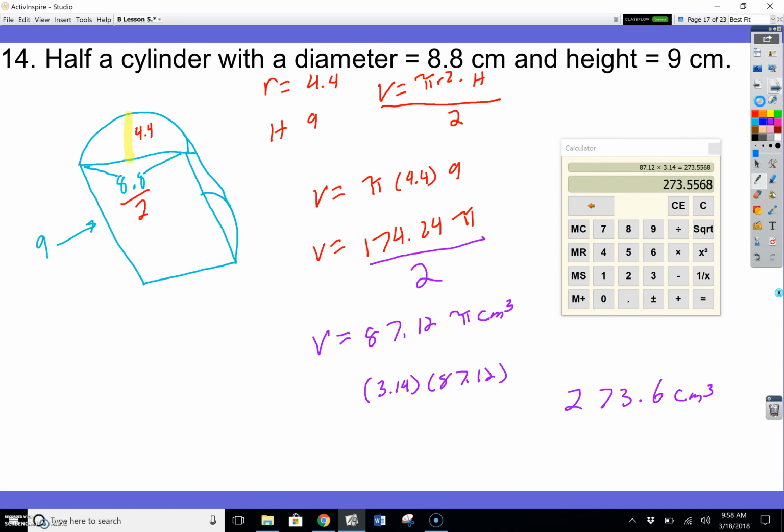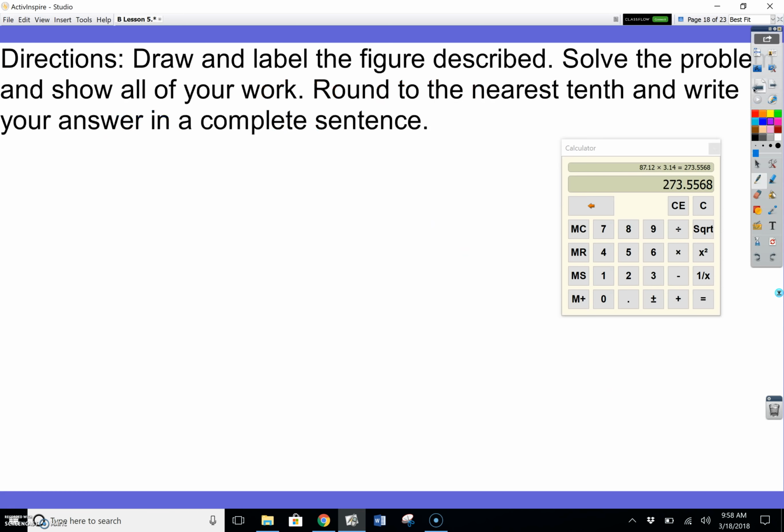All right, let's go ahead now and look at the next one. It says draw and label your figure, describe, solve the problem, and show your answer. Round to the nearest tenth and write your answer in a complete sentence. Guys, it says round to the nearest tenth. Also, on your test, the majority of the answers are going to be in terms of pi. I want you to make sure you write it in terms of pi as well.